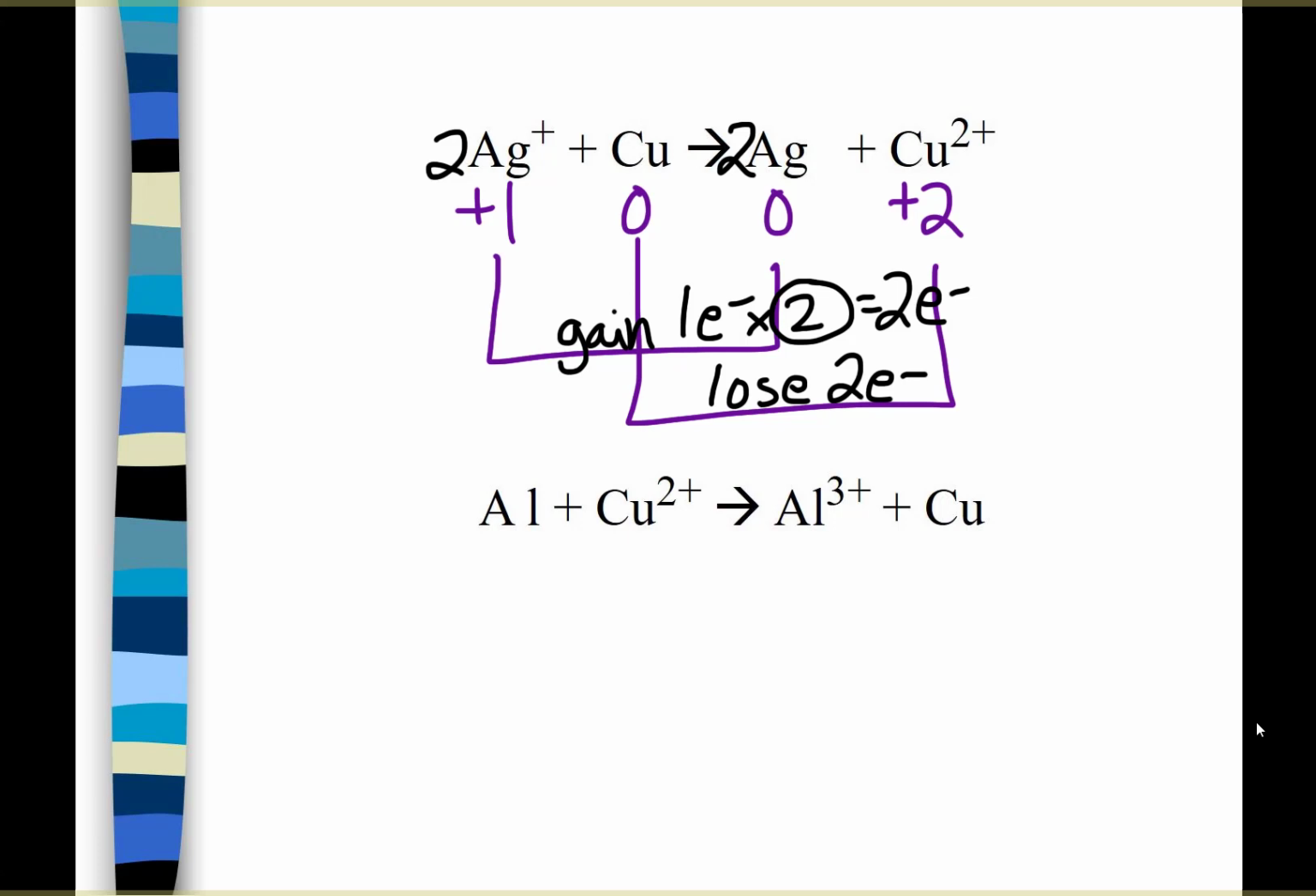So it's balanced for atom. I have 2 silvers on either side, and then I have 1 copper on either side. And then my charge, on this side, I have a total charge of +2. And on this side, I have a total charge of +2. So everything's matchy-matchy. I have equal amounts of atoms, equal amounts of electrons that are gained and lost, and equal amounts of charges on either side.